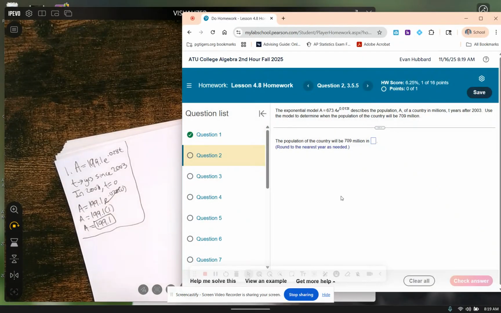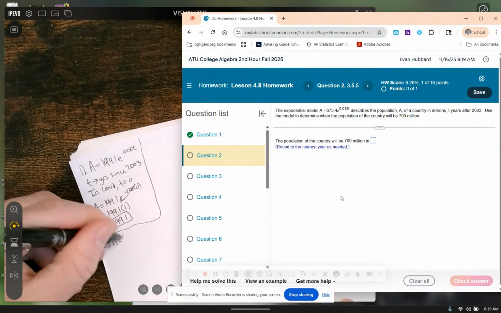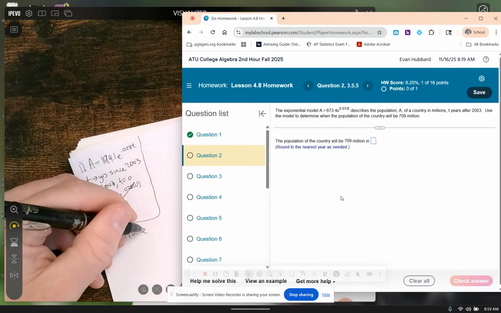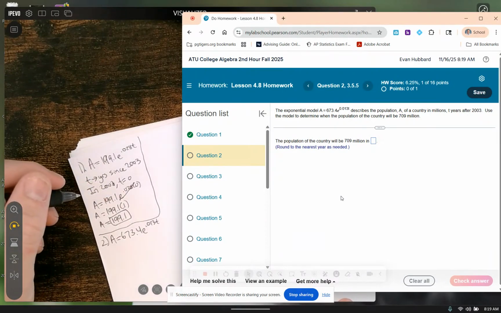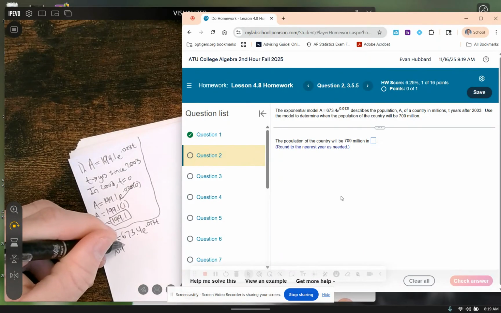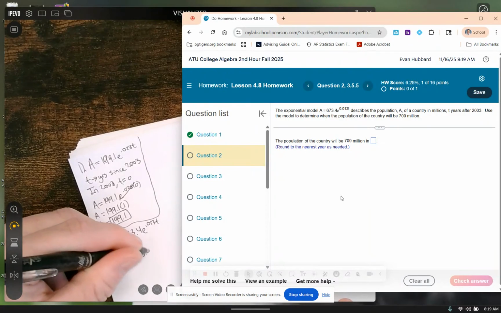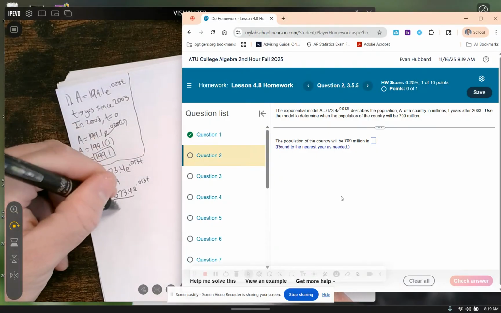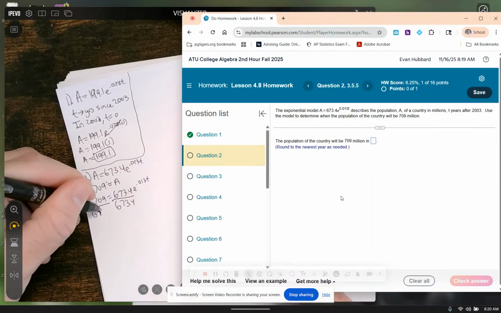All right, next question. The exponential model A equals 673.4 e to the 0.013t describes the population of a country in millions t years after 2003. Use the model to determine when the population will reach 709 million. Okay, so 709 will be A. So the first thing I'm going to do is divide by 673.4 after I plug in 709 for A, because that's the new amount.